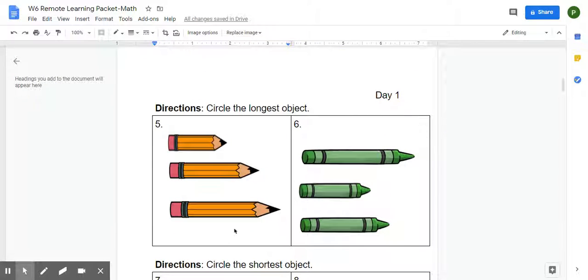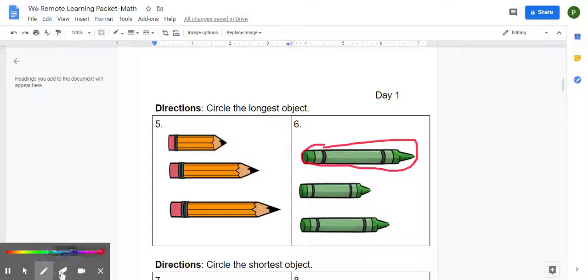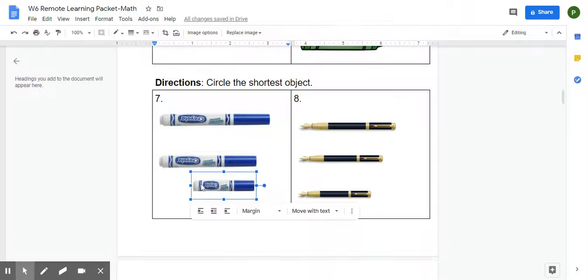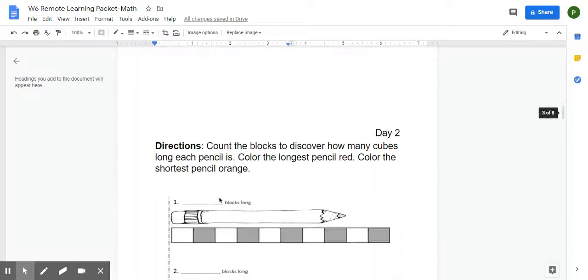Now here we're comparing three objects of different lengths. So now instead of circling the longer one, you're going to circle the longest. So I'm going to do number 6, finding my longest object. And you can tell which is the longest when you line them all up from the bottom and see which one goes the farthest. That's the longest. And then 7 or 8 are asking you to circle the shortest object. That's going to be day 1.